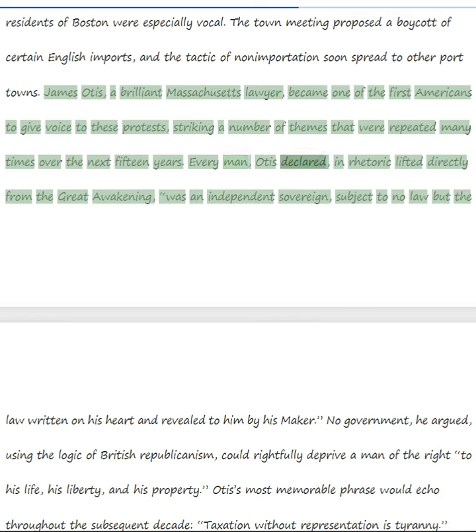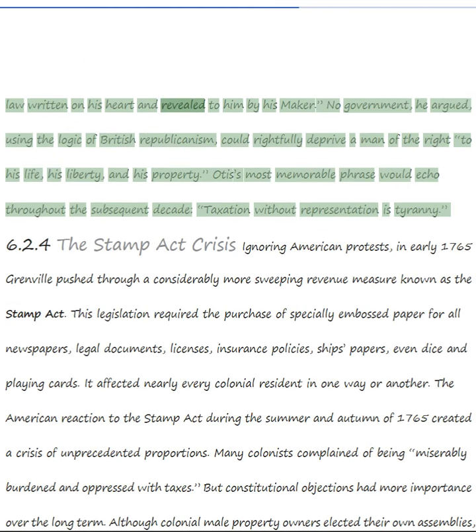Every man, Otis declared, in rhetoric lifted directly from the Great Awakening, was an independent sovereign, subject to no law but the law written on his heart and revealed to him by his Maker. No government, he argued, using the logic of British republicanism, could rightfully deprive a man of the right to his life, his liberty, and his property. Otis's most memorable phrase would echo throughout the subsequent decade: taxation without representation is tyranny.